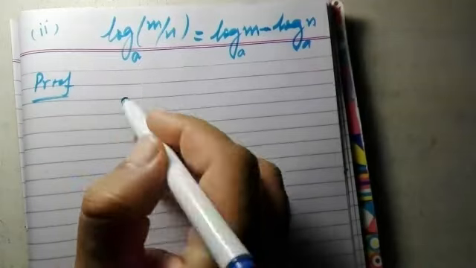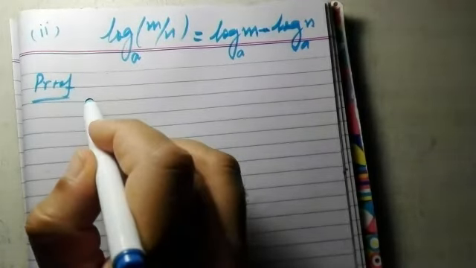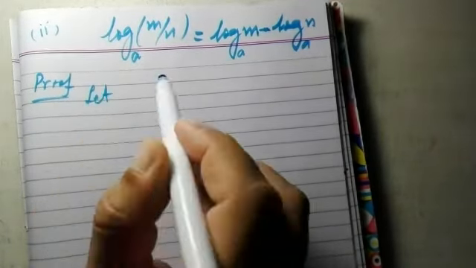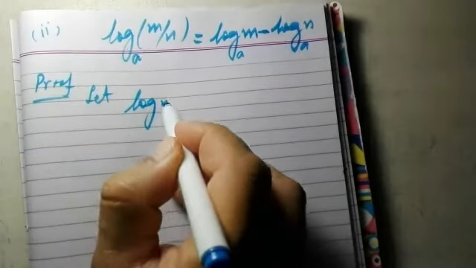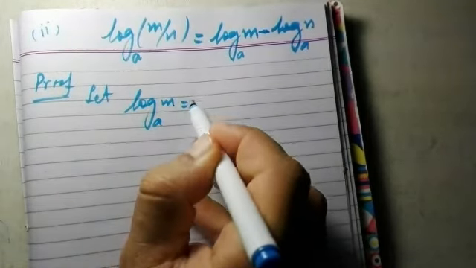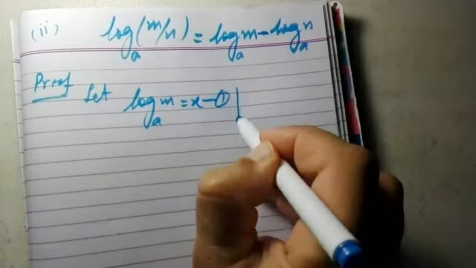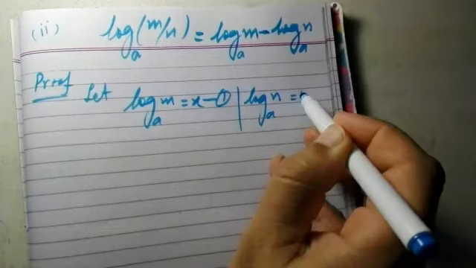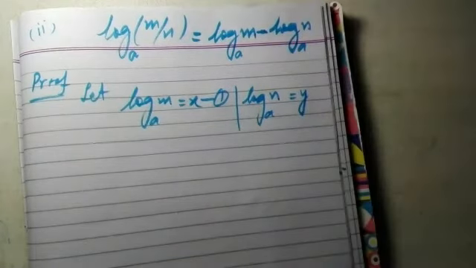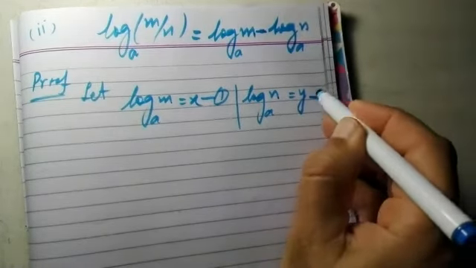In exactly the same pattern, we will start like this: log m with base a is equal to some number x, and log n with base a is assumed to be some number y. You will assume these two numbers and label them as equation number 1 and equation number 2.